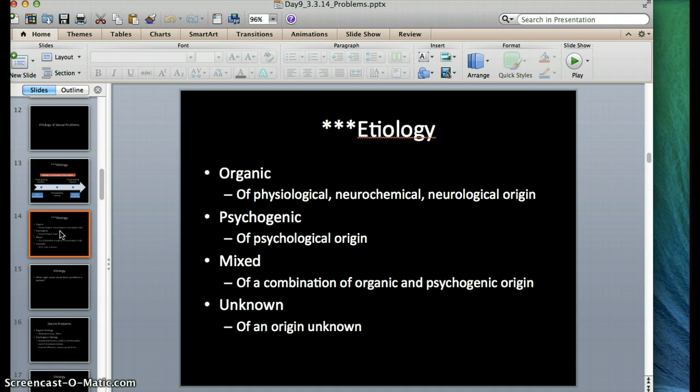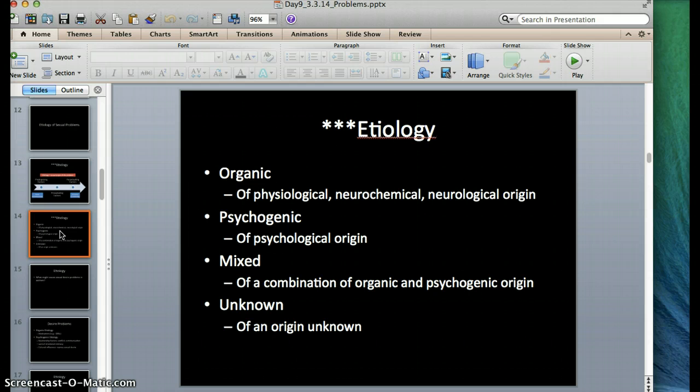Now, there's also psychogenic, and that's when it's a psychological origin. So say, for example, growing up, you were always told that sex is dirty, sex is bad, and then as an adult, when you're in a loving relationship, you become unable to dissociate sex from those things. And that would be something that's of psychogenic origin, or psychological.